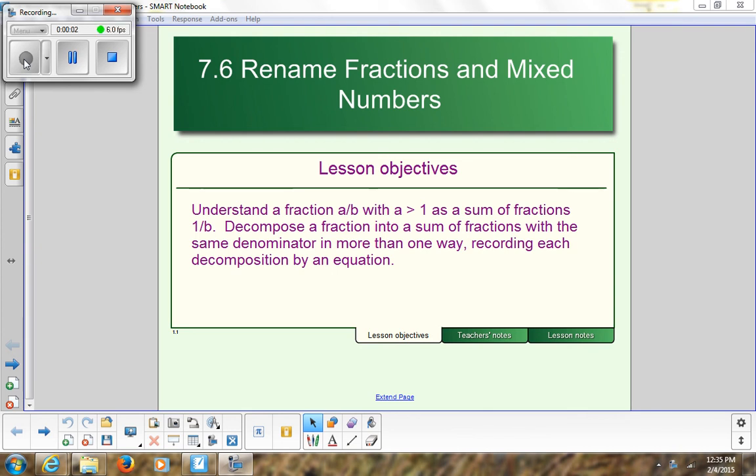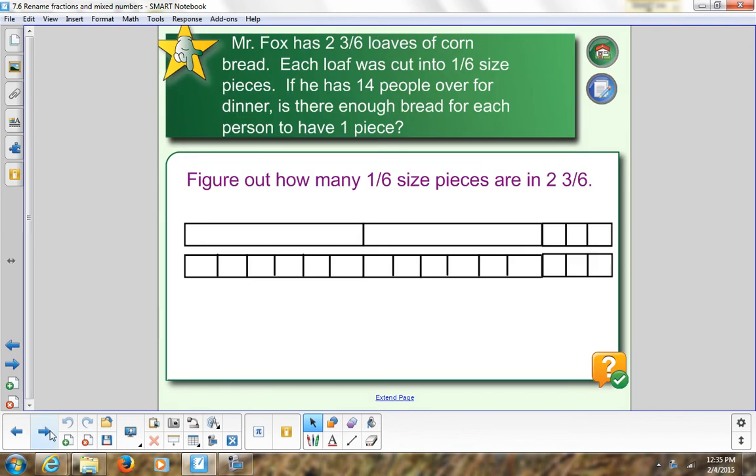Right, so today we're gonna take fractions and we're gonna make mixed numbers into fractions. Okay, so we'll go over what a mixed number is. What is a mixed number?